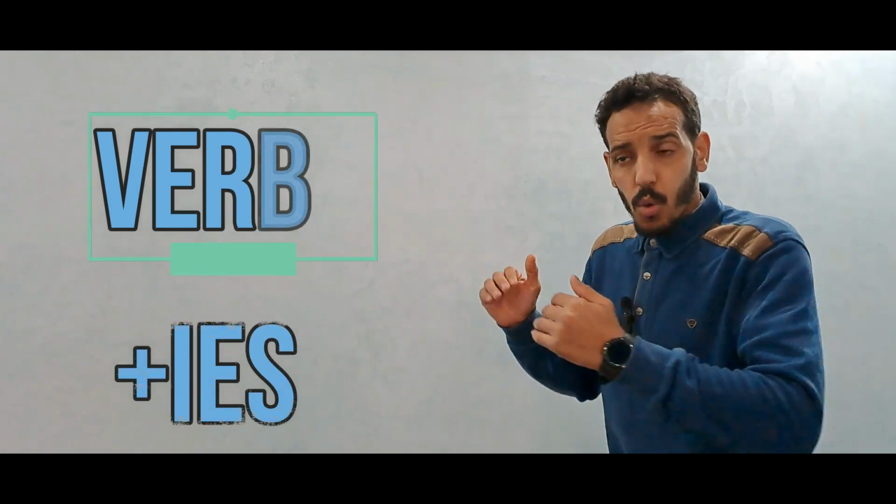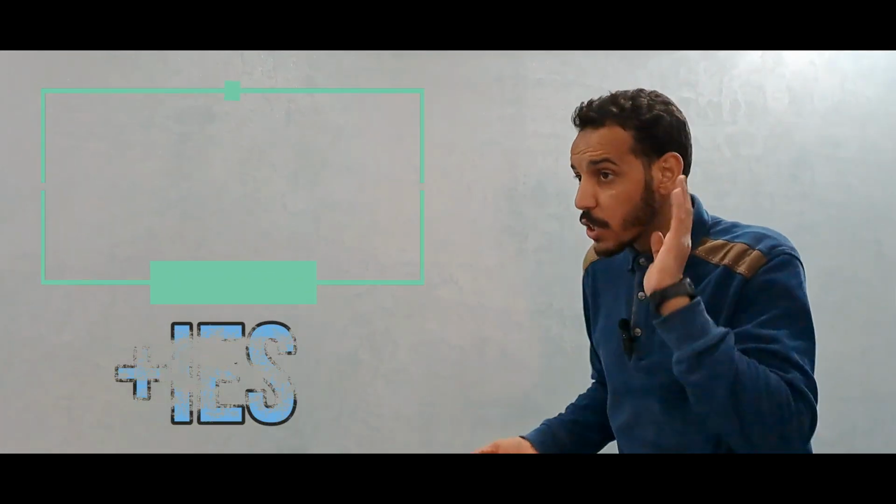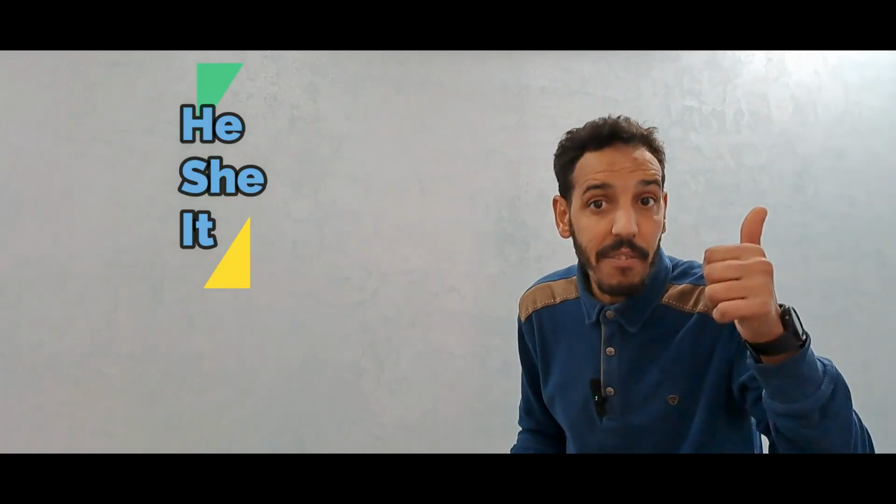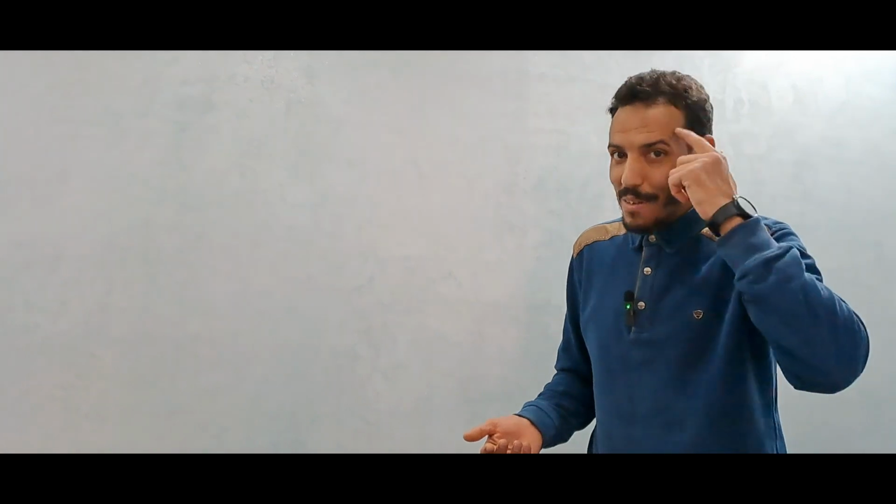What are the verbs which take IES at the end? Always when we have he, she, and it. That's great. You really have a good memory. When we have he or she or it, we change the verb. So what are the verbs which take IES at the end? All the verbs in English, any verb, you go to the dictionary, open the dictionary, if you find such verbs, they take IES with he, she, and it.